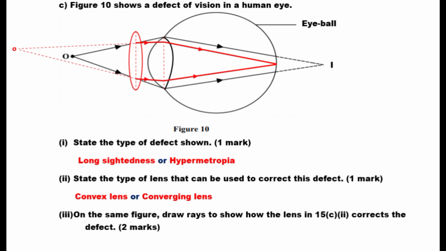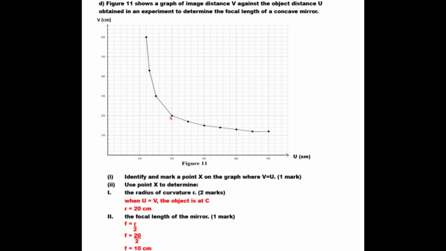D, figure 11 shows a graph of image distance V against the object distance U, obtained in an experiment to determine the focal length of a concave mirror. So we have V, image distance, and U, object distance. We have a graph of V against U. Identify and mark a point X on the graph where V equals U. A point where V and U are equal.